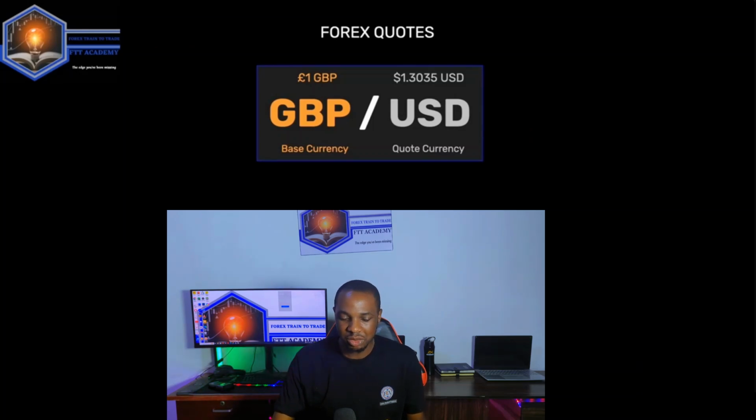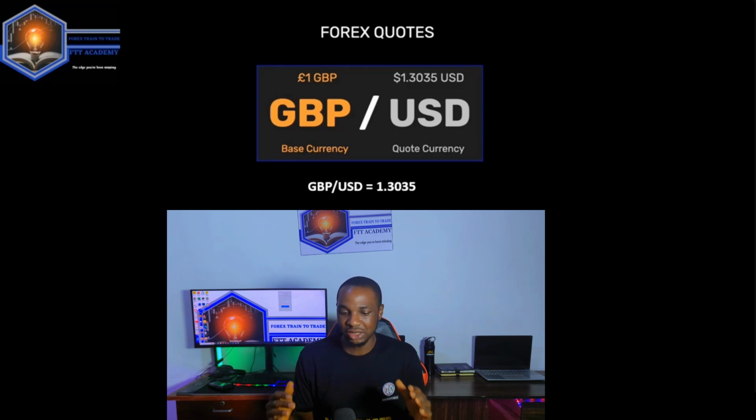The Forex quote is actually listed in number format, and that number is the money. For example, you will see GBP/US dollar, where GBP is the base currency and the US dollar is the quote currency. So it means that for every £1 you get 1.035 US dollars, which is the current market price itself. That is the current market price which we have chosen. This market price is in dollar format.